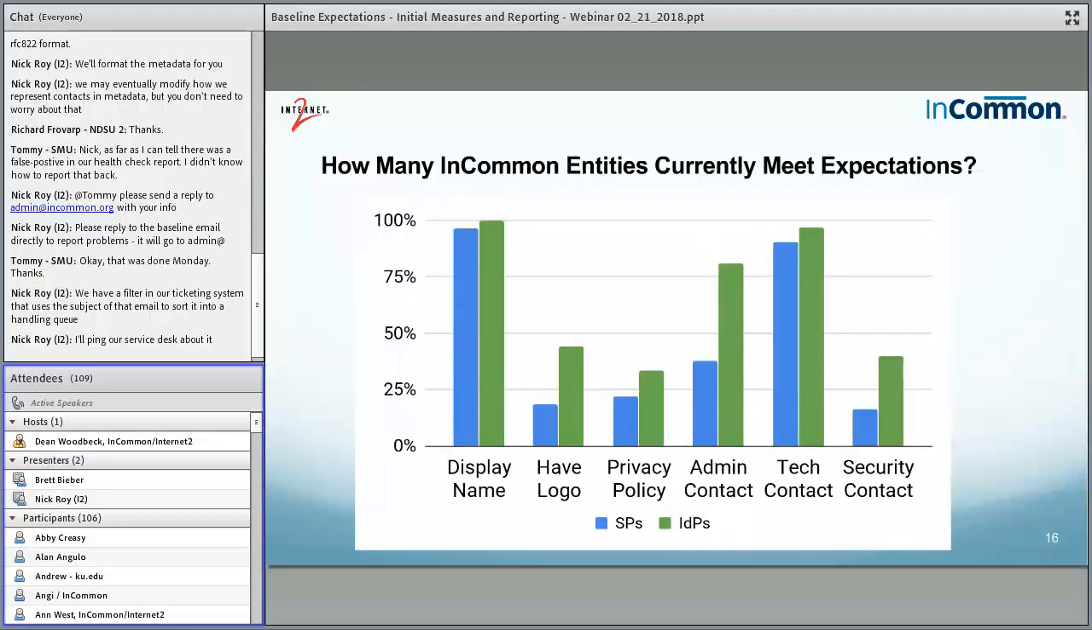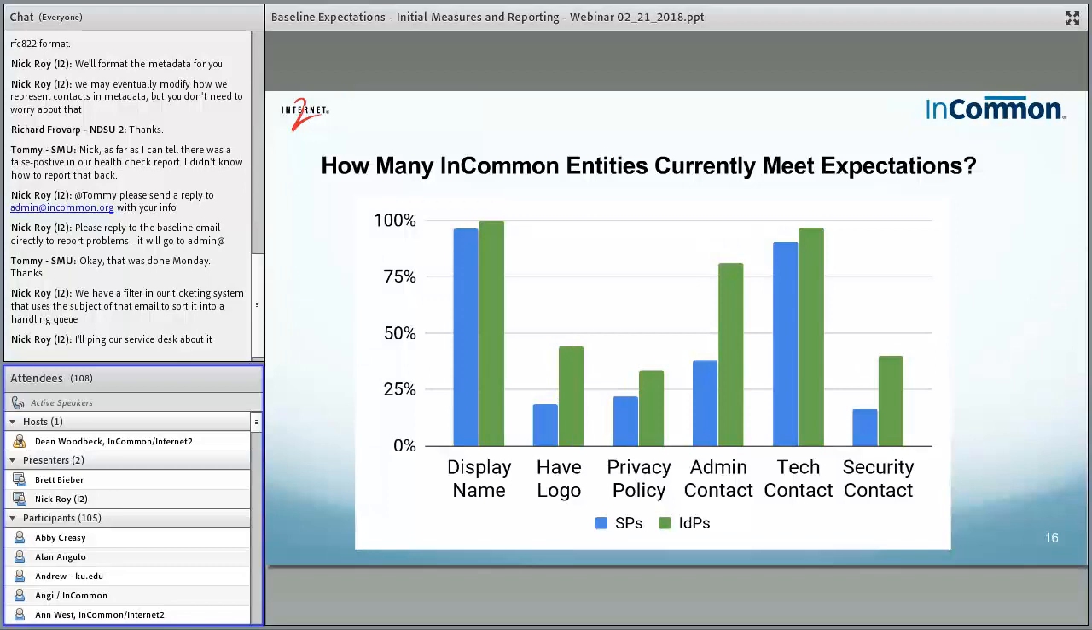So the next set of graphs I have actually show you the percentage, which I think is a little more digestible by someone who's looking at these stats trying to see where we're at. I have the same colors here. The royal blue is service providers and the green is identity providers. And then the percentage shows how many of the service providers and identity providers meet that specific element. And again, doing great on display name, doing really good on technical contact.